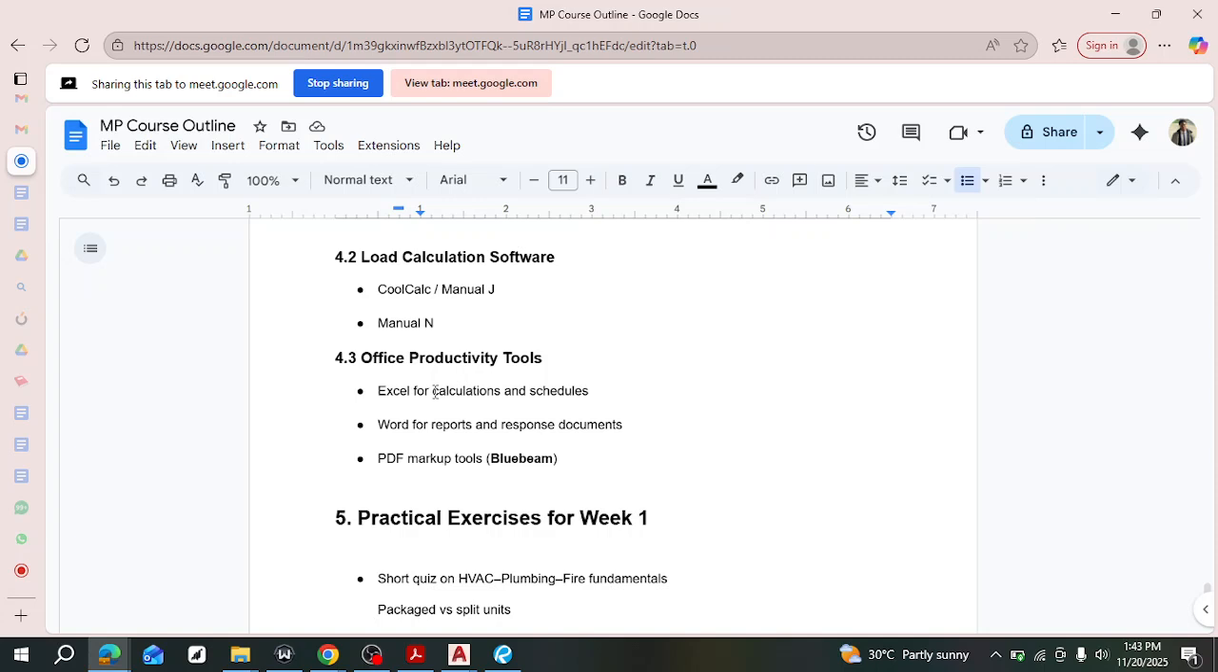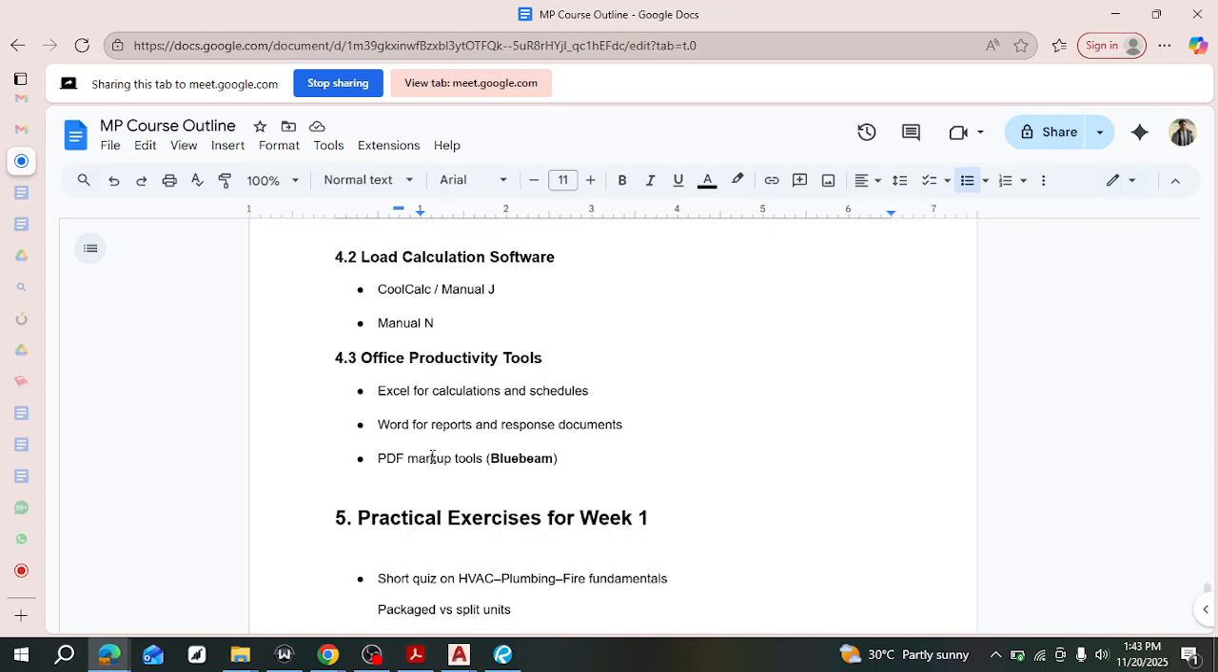Then also, aside from your drafting or drawing tools, you would also require some other tools like Excel. I believe you know how to use Excel. Yeah, I do. Okay, not serious Excel, just basic Excel. Then you will need to prepare some reports or documents with Microsoft Word or Google Docs. This one I'm using is Google Docs.